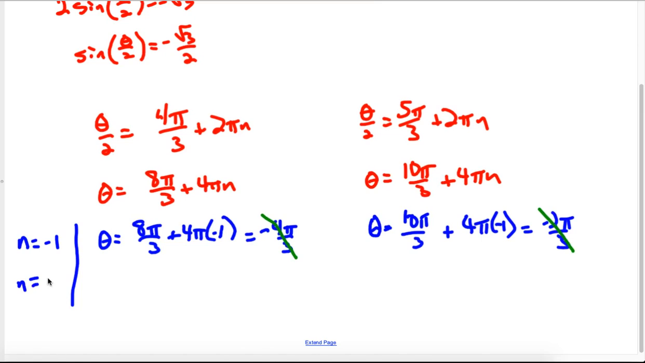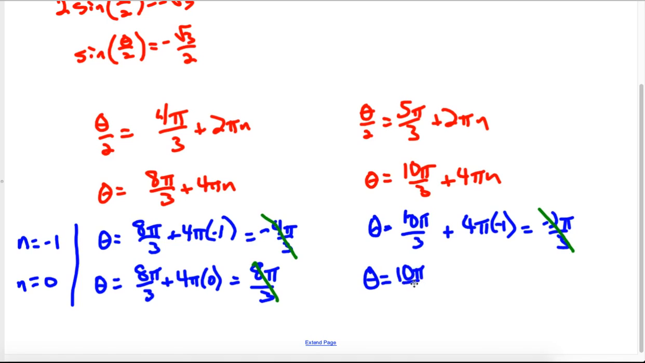Let's try n equals 0. So theta is going to be 8 pi over 3 plus 4 pi times 0. Well, that would just be 8 pi over 3. Now, 8 pi over 3 is actually greater than 2 pi, right? 2 pi in terms of thirds would be 6 pi over 3. So that's not an answer. Here, something similar is going to happen. 10 pi over 3 plus 4 pi times 0. 10 pi over 3 is greater than 2 pi. So that cannot be an answer either.